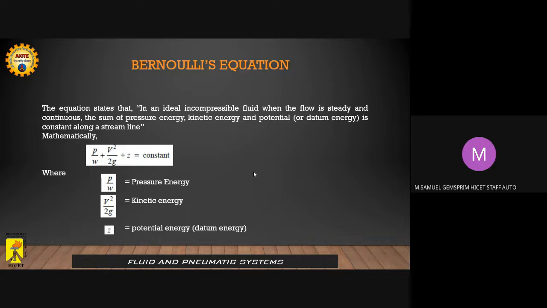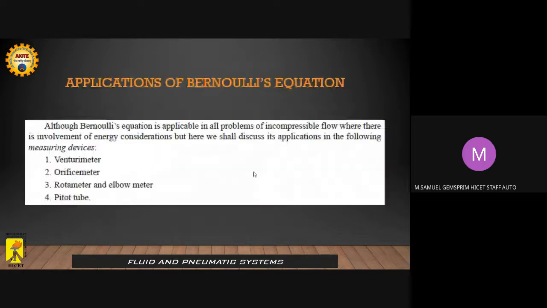Rho is mass density, G is acceleration due to gravity. Then V square by 2G. Here V is the velocity or mean velocity of the flow, and G is, as we know, acceleration due to gravity, and Z is the reference datum distance from the reference line. Actually, it is the distance of the elevation from the reference line. So if the flowing fluid has inclination in the path, obviously it will have a height difference from the datum line, that is designated as Z. So this is the mathematical relationship we have with Bernoulli's equation.